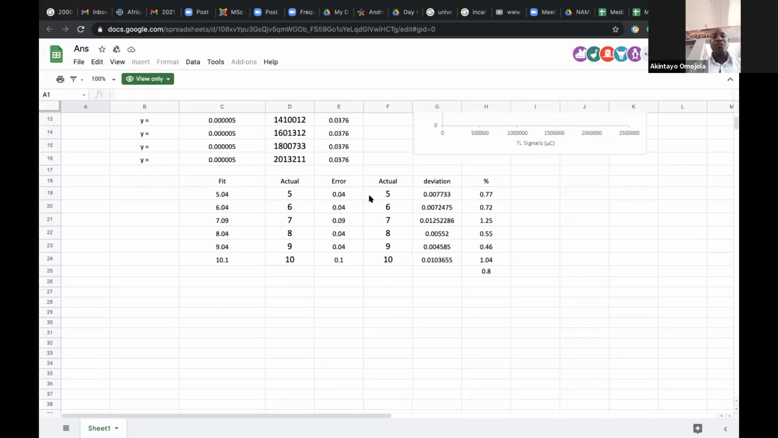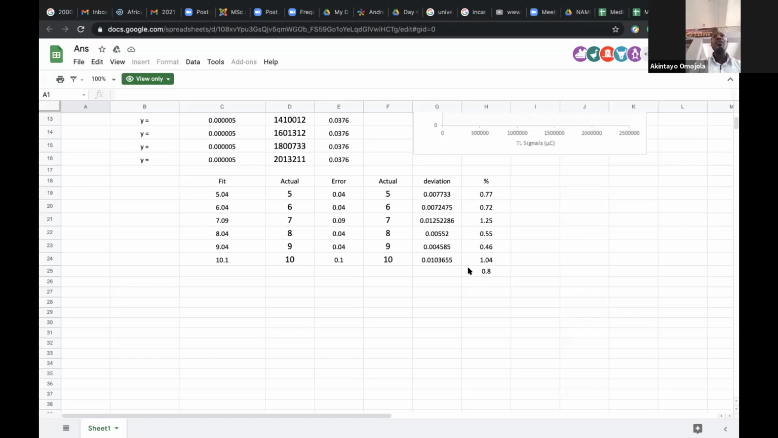Our deviation for 5 milligray is 0.77. For 6 milligray it is 0.72. For 7, which is the maximum, it is 1.25. Deviation for 8 is 0.55. For 9 it is 0.46. And the deviation for 10 milligray is 1.04. The overall deviation for this study is about 0.8, which is quite less than 1%.